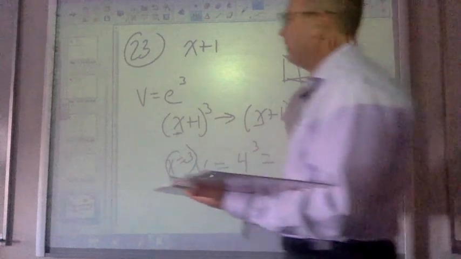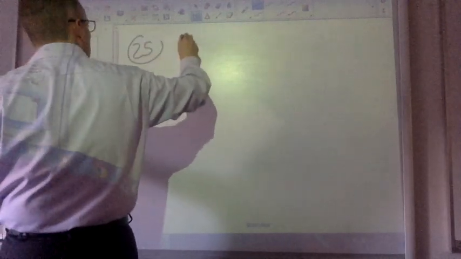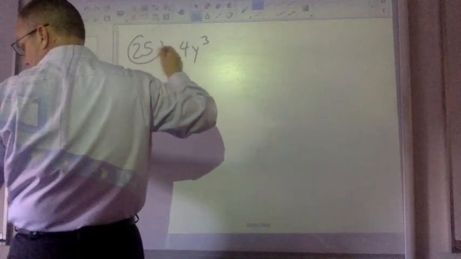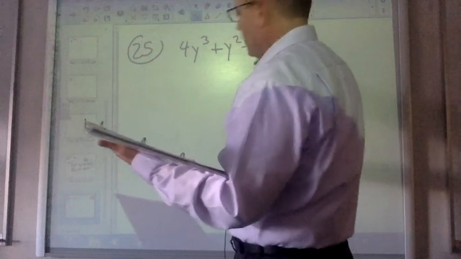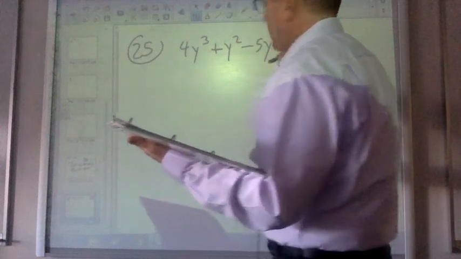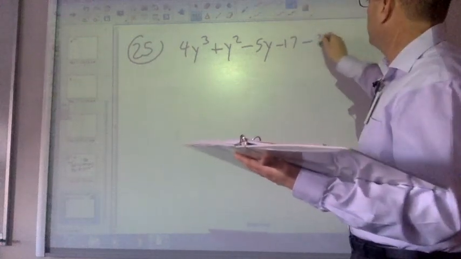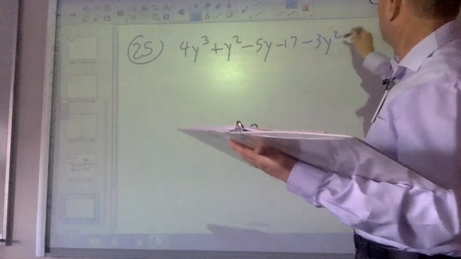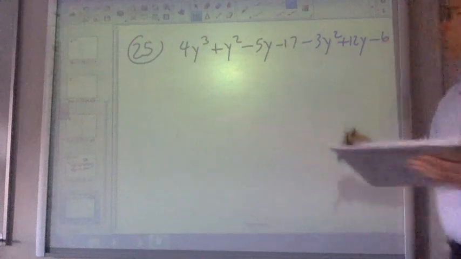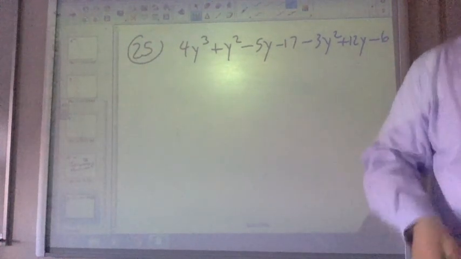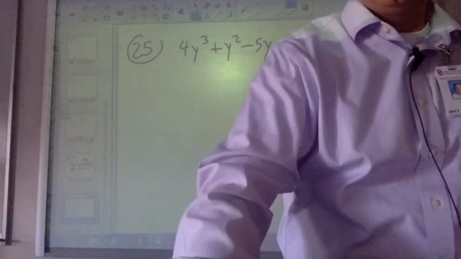Yeah. 25. All right, so I'm going to rewrite it. I'm just going to drop the parentheses on the first one, so I get 4y to the third plus y squared minus 5y minus 17. And then the other one I have to distribute the parentheses, so I'm going to get minus 3y squared plus 12y minus 6. Okay, so the ones that are blue, those signs had changed because you had a negative corresponding to those.